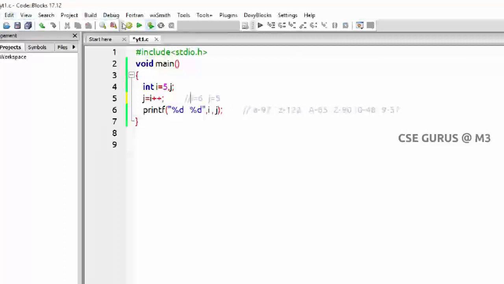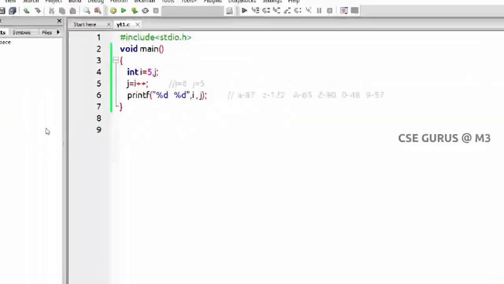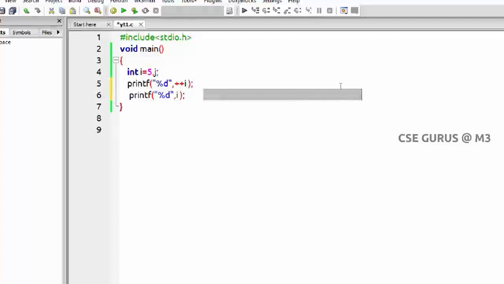We'll see this output, i comma j. So i is 6, j is 5. I think you can find the difference. That is the one thing you have to check clearly. And not only here, you can observe here also. One more thing I want to show you. Now tell me what is the output of this one.